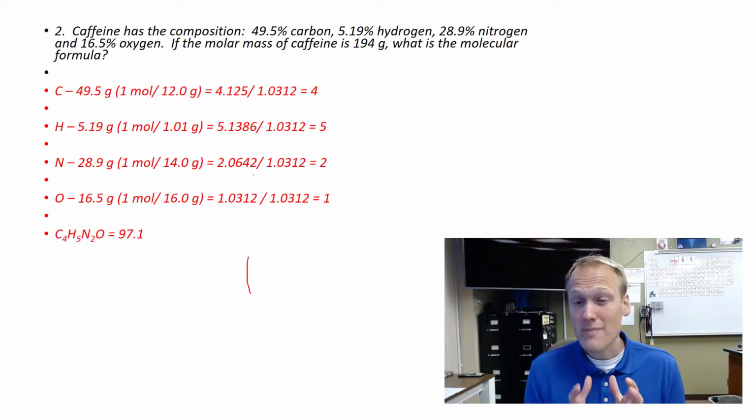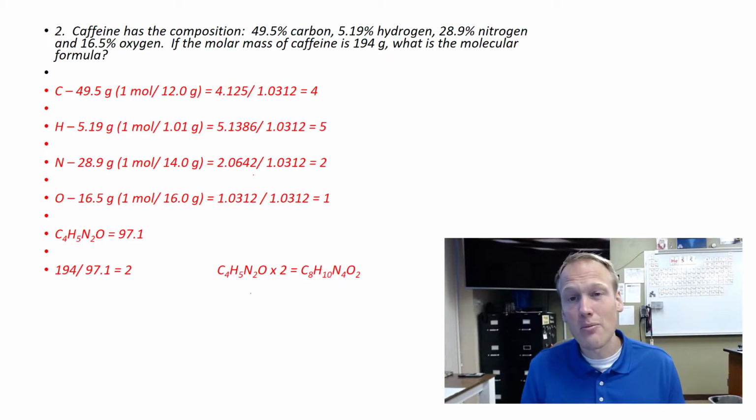Now we need to know the mass of that empirical formula. So if we add up all those carbon, hydrogen, nitrogen, oxygen, we get 97.1. So the question becomes, how many times does 97.1 go into 194? If we divide that out, we see that it goes in there 2 times, meaning we need to double that empirical formula to C8H10N4O2.